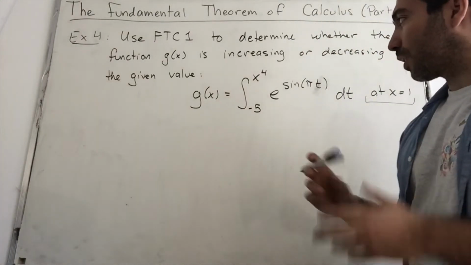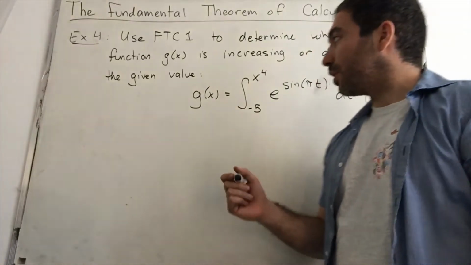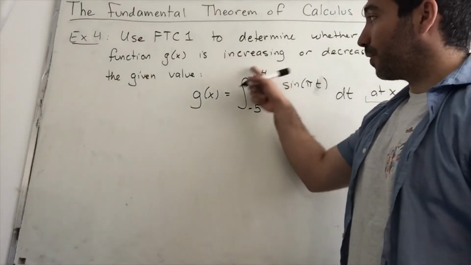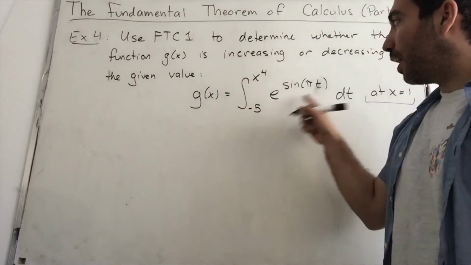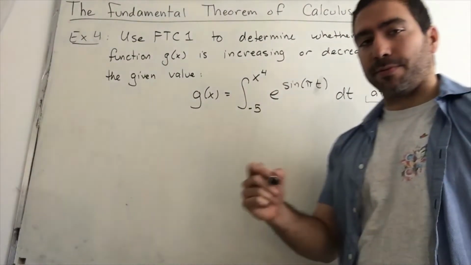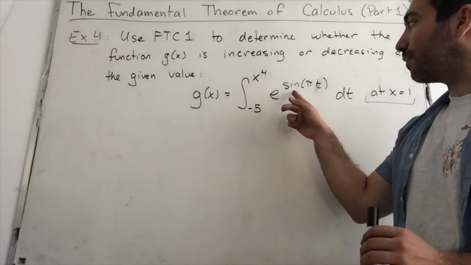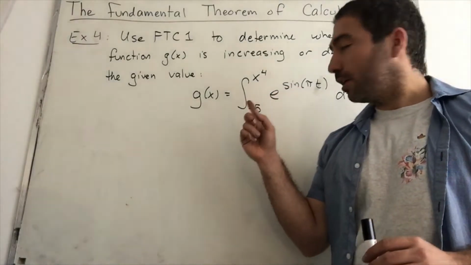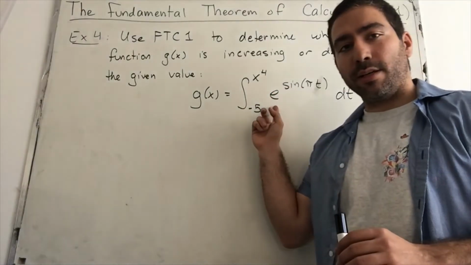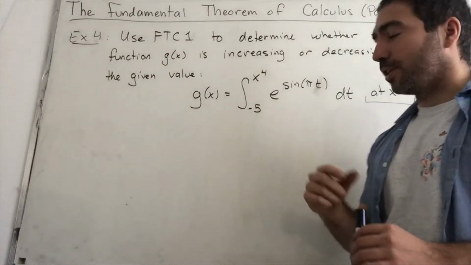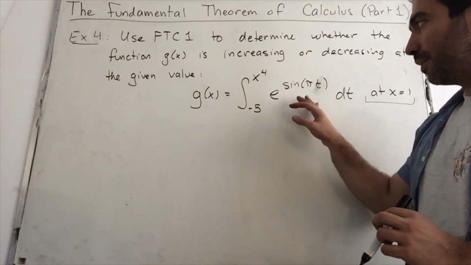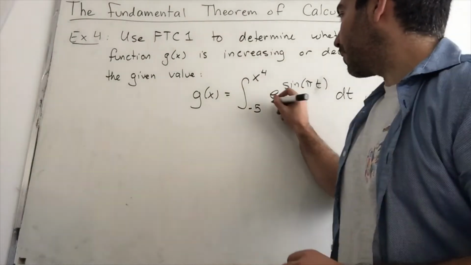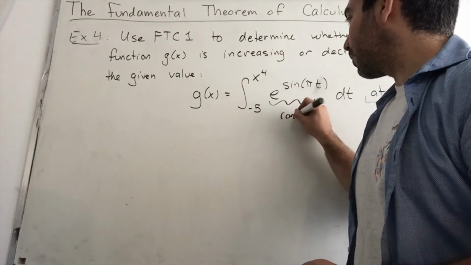So we begin with FTC part 1. Can we apply FTC part 1? Yes, our function's on the top. We have a constant. We don't care that it's negative 5. We have a constant on the bottom. And this function here is in fact continuous because you have a sine function, which is continuous. E is continuous because it's an exponential function, and the composition of continuous functions is once again continuous. So continuity is satisfied.